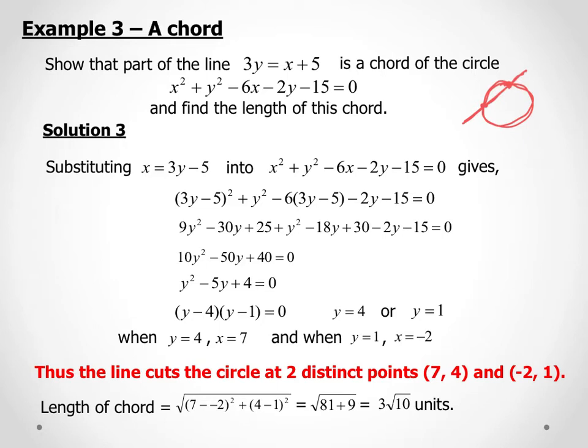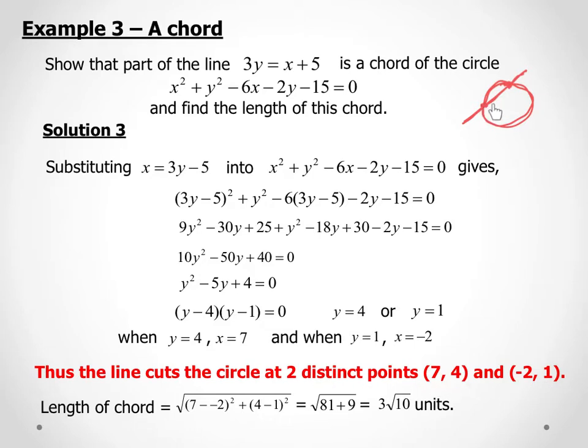Now, we're not quite finished there, because these are equations with x's and y's, so we have to find the corresponding values of x. But that's dead easy. We just plug them back into our equation for the line. You could do it for the circle too, but it's much easier to do it for the line. So when y was 4, x is 12 minus 5, so x is 7. And if y is 1, then 3 minus 5 is minus 2, so x is minus 2. And so the line cuts the circle at two distinct points, (7, 4) and (minus 2, 1).